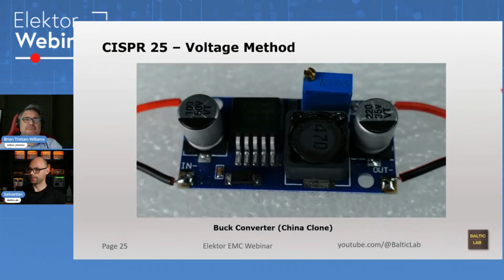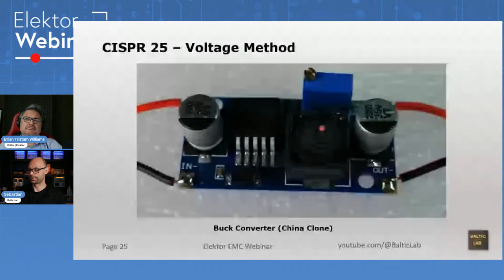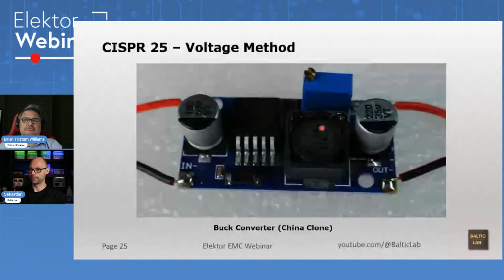Back to this beast. This is a buck converter. You find it on Amazon, and I see it in hundreds, if not thousands, of DIY projects. It says it has an LM2596S on there, but you should be aware, if you buy this thing on Amazon or similar places and you get it for $3, $4, $5 or something like that, it's a very cheap China clone. So let's not blame the original switch mode regulator for what we will see in a second.